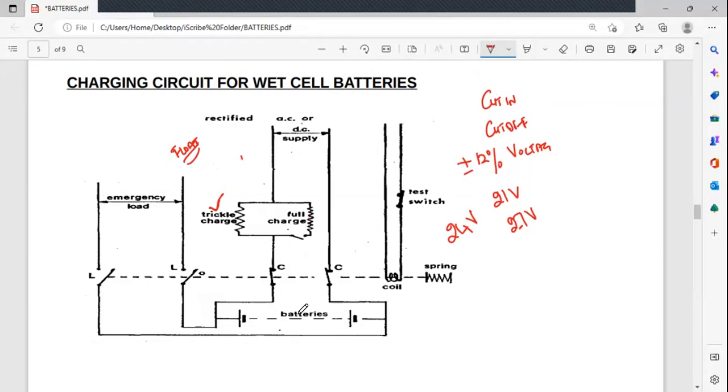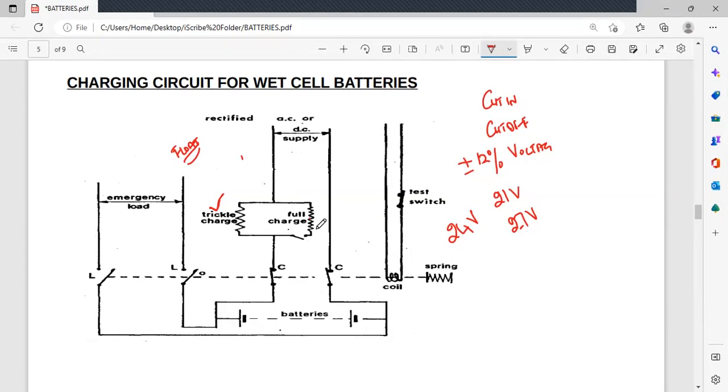So you're not having continuously a current flowing. It will cut in, current is going to flow, charge up the batteries. When it has reached this particular voltage, the charger will cut it off. And then when it again comes to 21 volts, again it is going to cut in and then it will cut off. Cut in and cut off, cut in and cut off. That is what is meant by float charge.